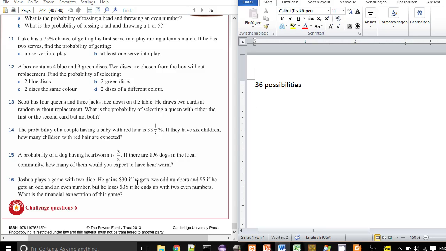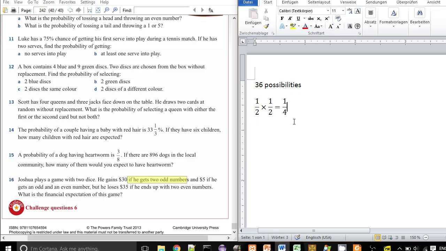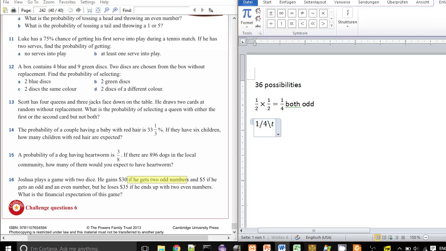Now, if you get 2 odd numbers, the chance of that is a half times a half. Chance of getting odd is a half. To get it twice, you have to times, so it's a quarter. So quarter chance, both odd. Okay, so we're going to have a quarter times $30. What else? Okay, an odd and an even. This is a bit like having a boy and a girl or 2 girls. It's the same thing. 1 and a quarter.